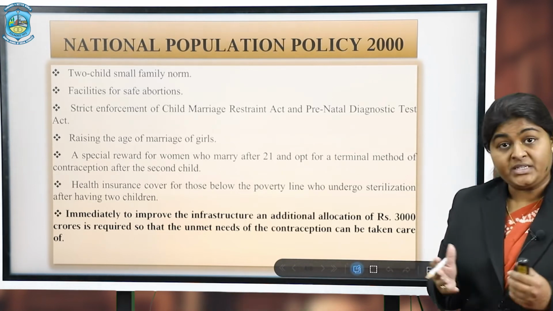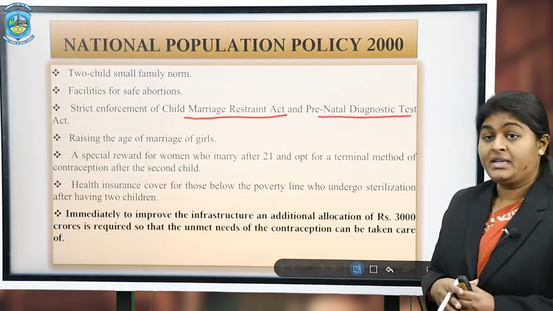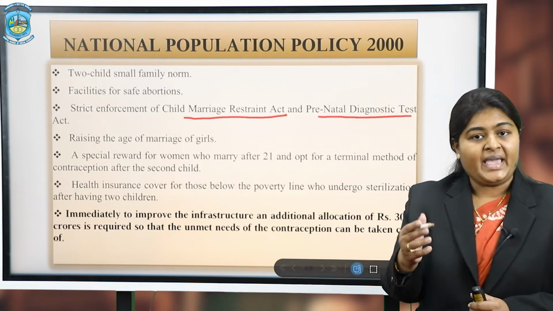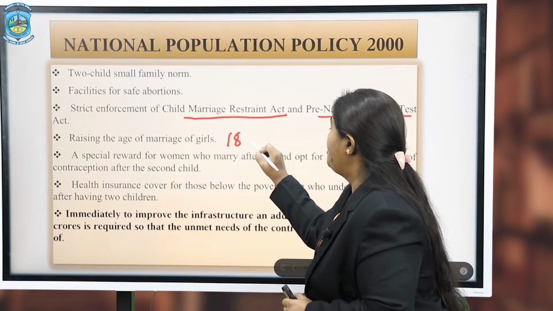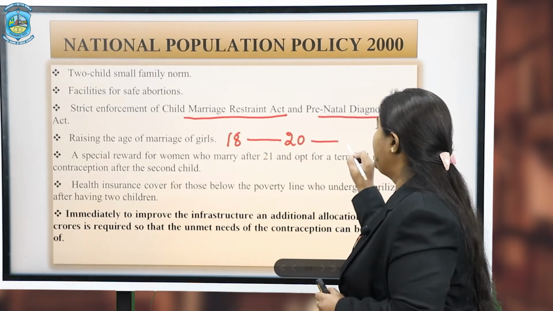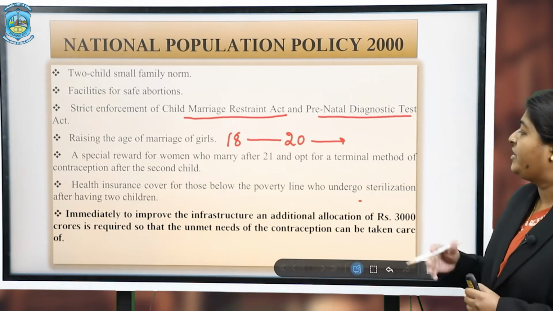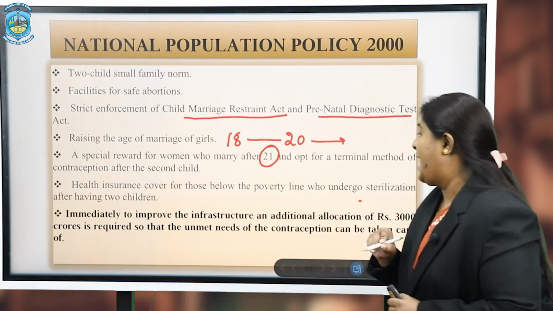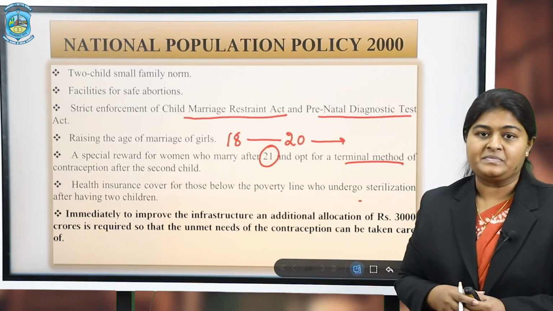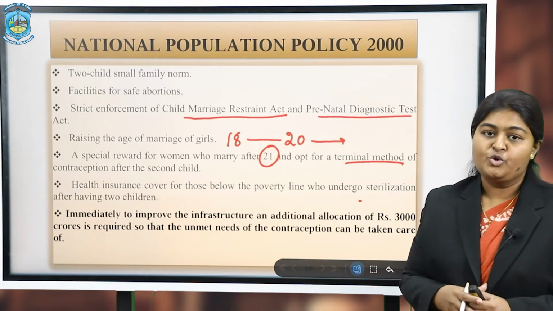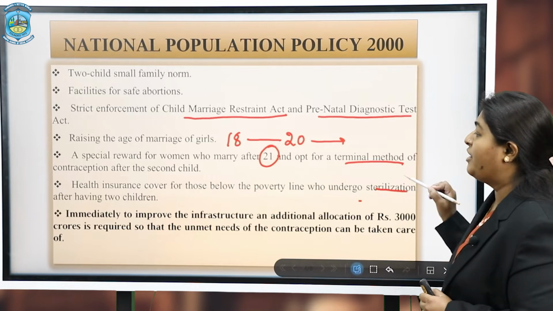Apart from that, strict enforcement of the Child Marriage Restraint Act and prenatal diagnostic tests, raising the age of marriage of girls to not earlier than 18 and preferably increasing it to 20 or even more than 20. A special reward for women who marry after the age of 21 and opt for a terminal method of contraception after the second child. Health insurance cover for those below the poverty line who undergo sterilization after having 2 children.